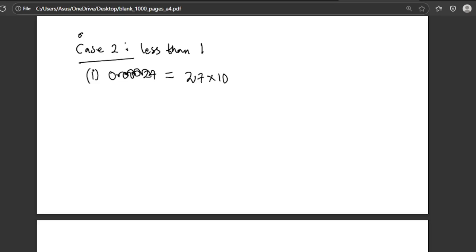Why? Because the original number is less than 1. You can see 0.00027 is a number less than 1. So since it's a number less than 1, we have a negative power. Minus 4 will be the number. You can still count the decimal point moving 4 times, right? We have 4. And you can see this satisfies the condition of the standard form. 2.7 is a number between 1 and 10.